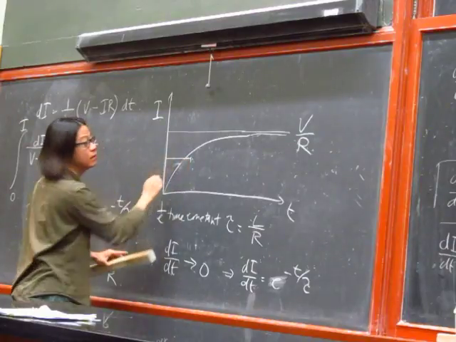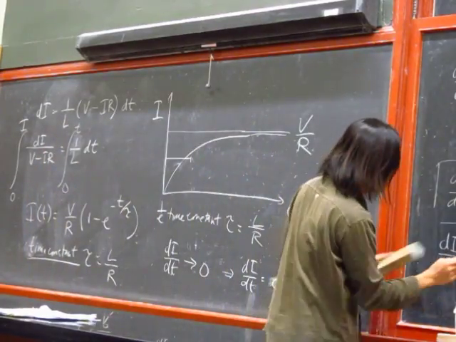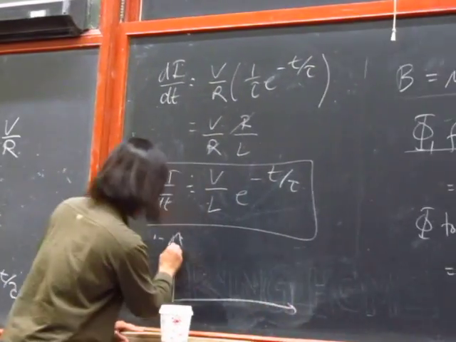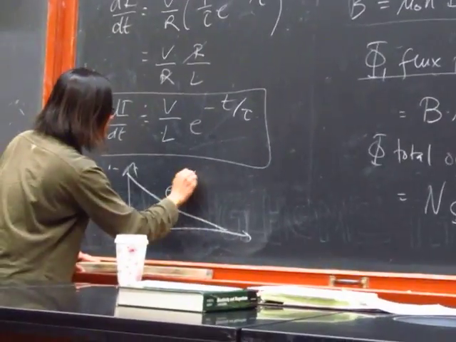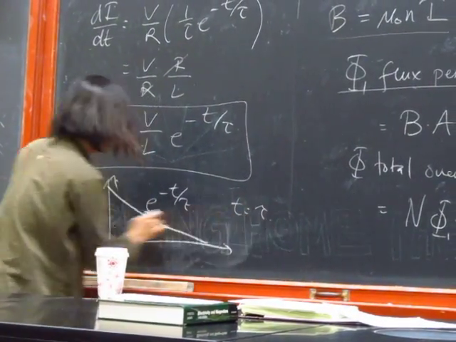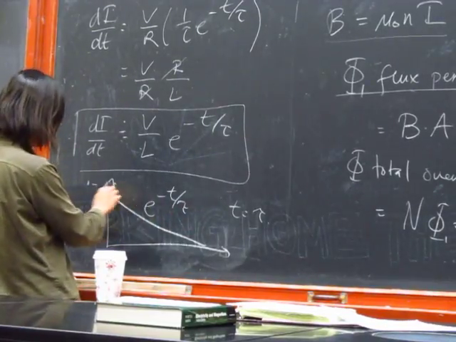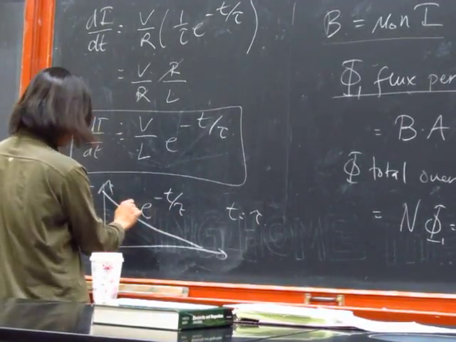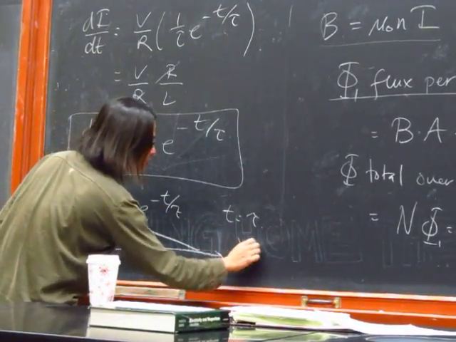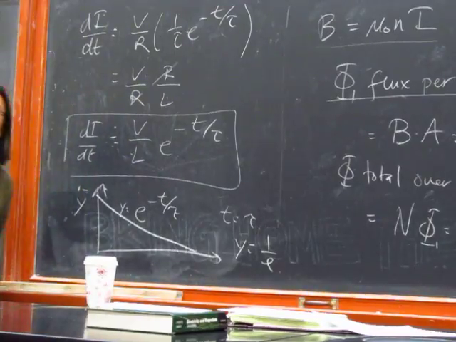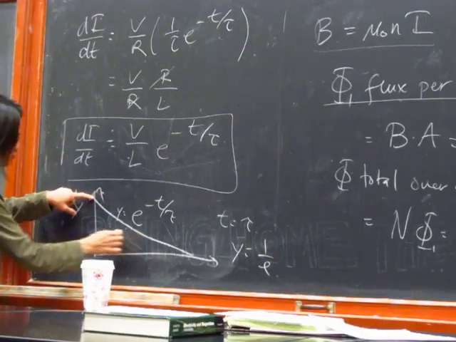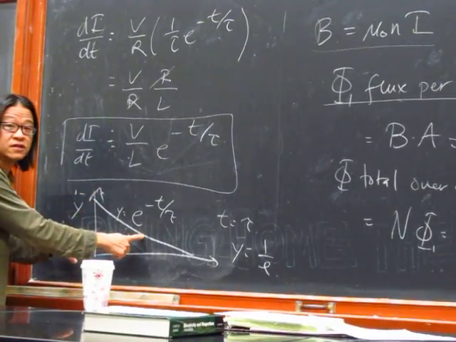But you know that if I have an exponential decay, e to the minus t over tau, say, when t is equal to tau, then this function y, say y is equal to e to the minus t over tau, becomes e to the minus 1. So this means that this function has already dropped to 1 over e of its original value.